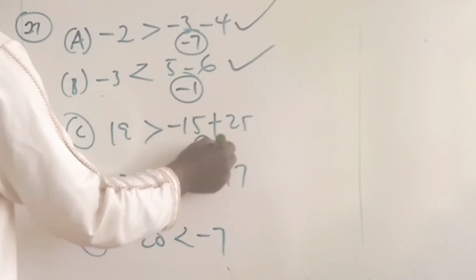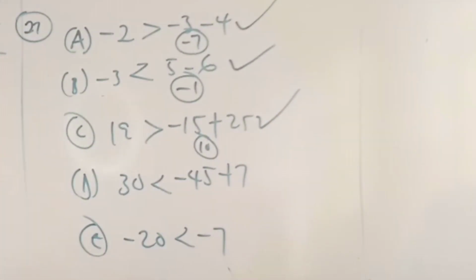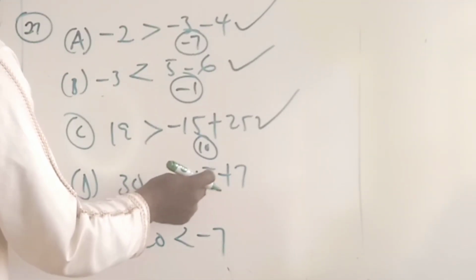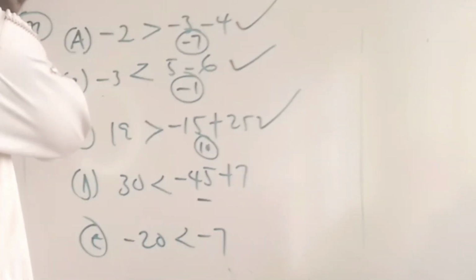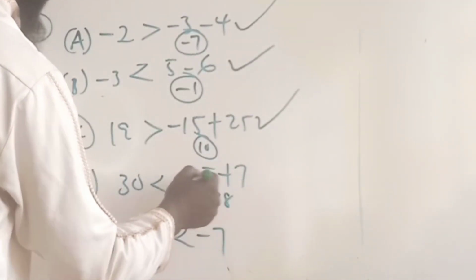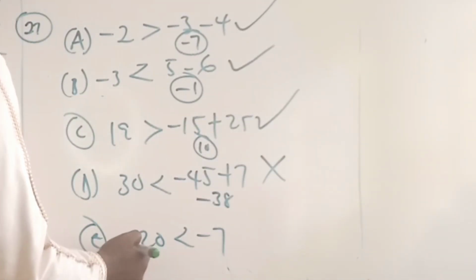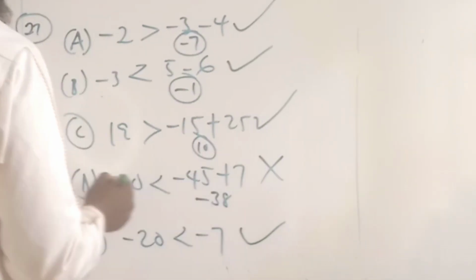So this is also correct. 30 less than minus 45 plus 7 gives what? That's wrong. Minus 38. So this one is wrong. Minus 20 is less than minus 7, correct. So the answer is D.